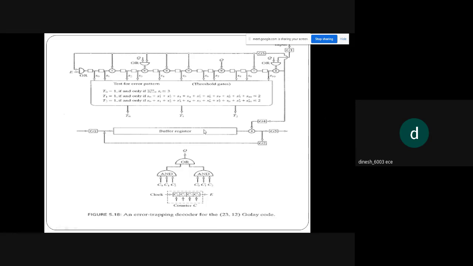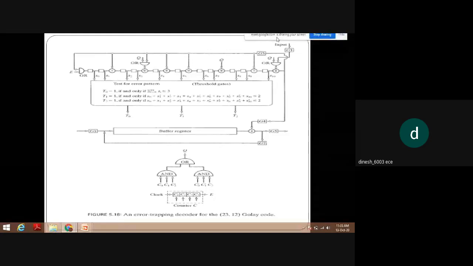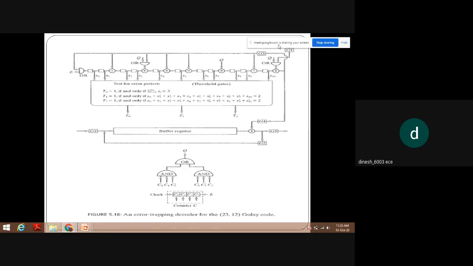Similarly, we'll be having a buffer register. We'll have G1, G2, G3, G4, G5, G6, till G. Since we have 11, so how much we get? So Q is equal to 11. So we'll have till G9. Okay. So depending upon the problem, it may vary.